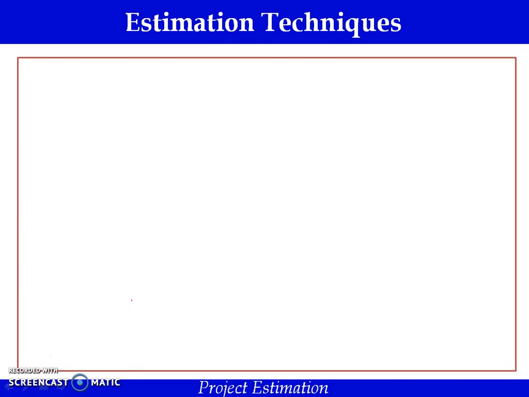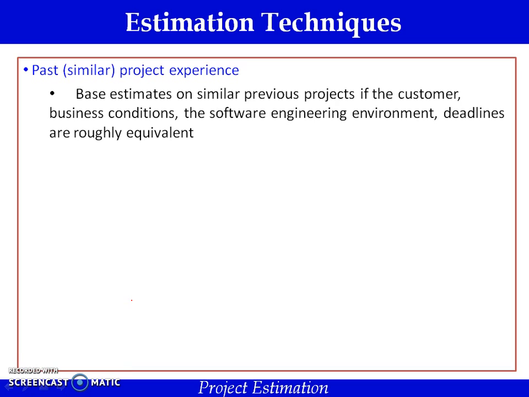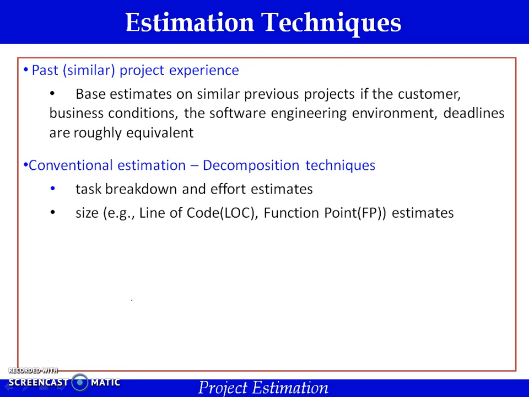There are a variety of estimation techniques. The first one is based on the previous project experience. If the customer, business conditions, software engineering environment and deadlines are roughly equivalent to the previous project, then the estimation from the previous project can be taken. The second method is the conventional estimation method, which is mainly based on decomposition techniques. Here the entire project is broken down into many tasks and every task is estimated. The software is sized in terms of either lines of code or function points.